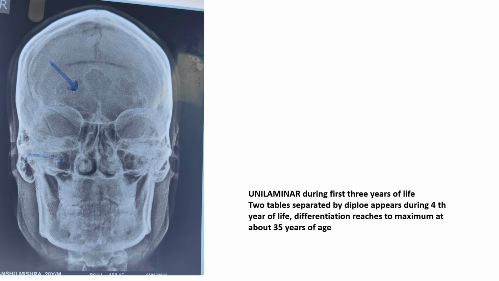Next, in which you can identify all the things. This is the outer table, this is the inner table, this is the area of diploe. What is diploe? Diploe is basically a spongy bone in which the diploic veins are running. At the time of birth you can see this vault bone is unilamellar, there is only one table.